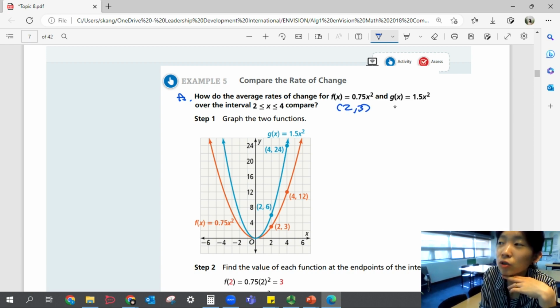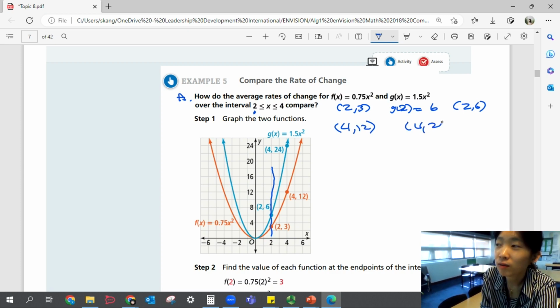If x is 2 for g, then g of x when x equals 2 is 6, right? So you have 2 comma 6. So that is where your interval starts. When x is equal to 2, that is your minimum value. So we're going to start here, right? And then 4 would be your maximum value for x in that interval. So figure out what the y values are for 4 as well. You have 4 comma 12 here, and then 4 comma 24 here.